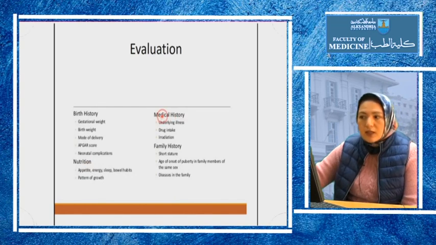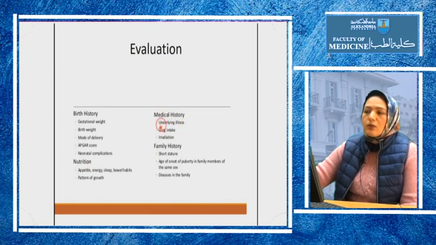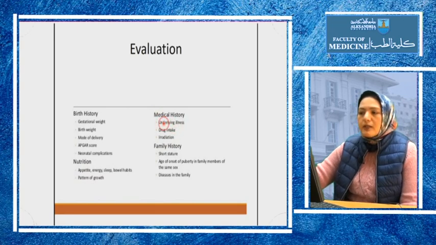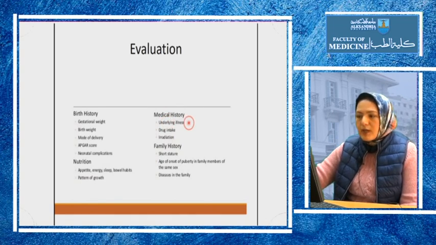The medical history, including you have to ask the patient if he is treated or suffers from any chronic systemic illness or diseases, including cardiovascular, respiratory, GI disease, as we mentioned before.